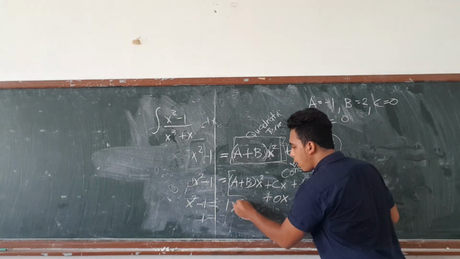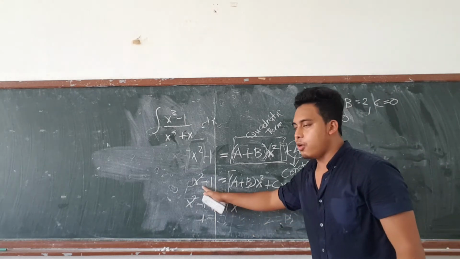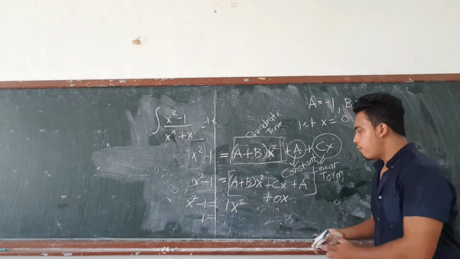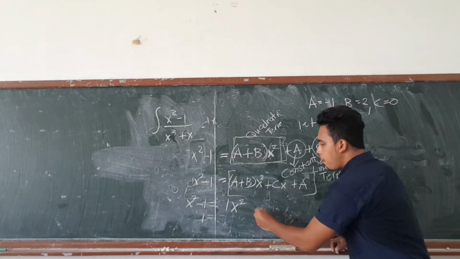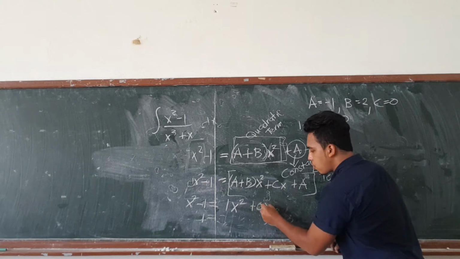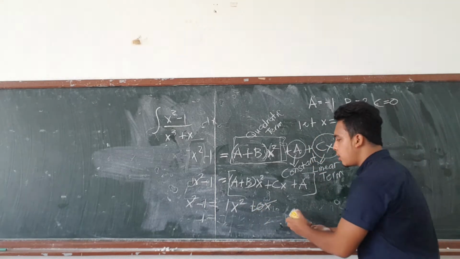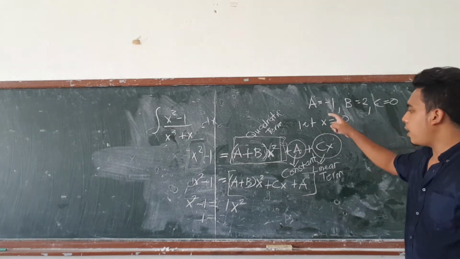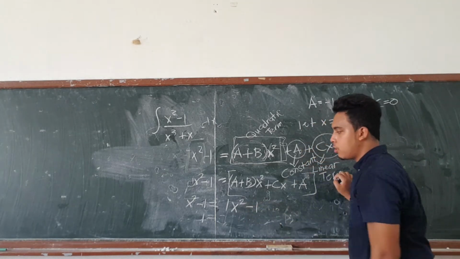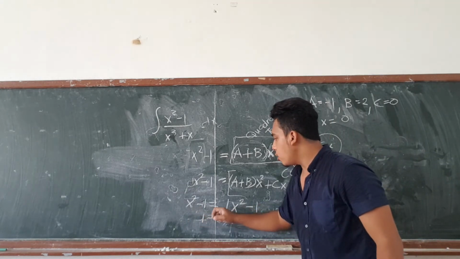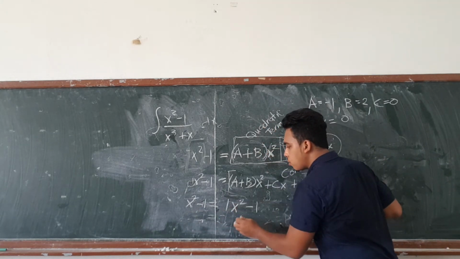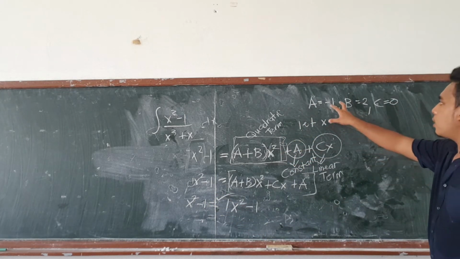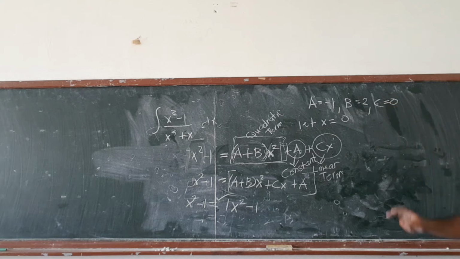Positive 1x squared, then since the value of the linear term in this equation is 0, so 0 po na atong value sa atong linear term. So plus 0x, or cancel. Then plus a. Kung sa may value sa itong a, negative 1. So equals negative 1. So x squared minus 1 is equal to x squared minus 1. Meaning, sakto ang value sa itong a, b, and c.